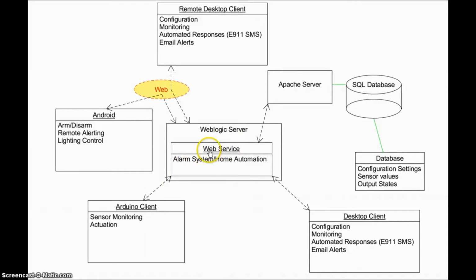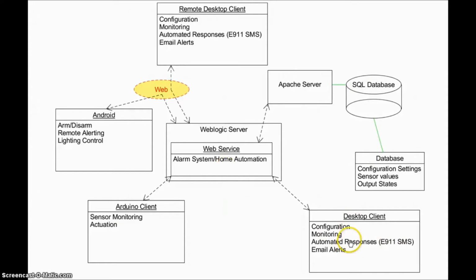It could be running on the web service. You could have an Android client that can arm and disarm the system, control lighting, and alert the owner if there's problems or things like that. An Arduino client would actually monitor the sensors, actuate things, turn on and off lights, stuff like that. And all of those state changes would come from commands that are stored on the database.